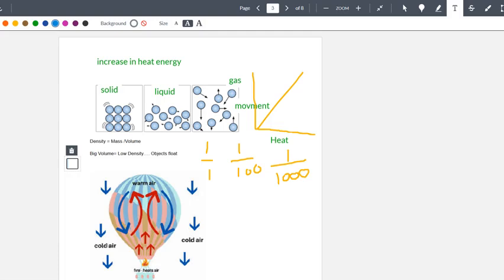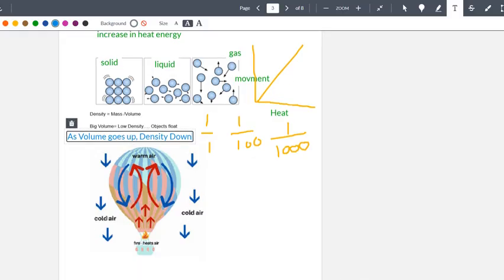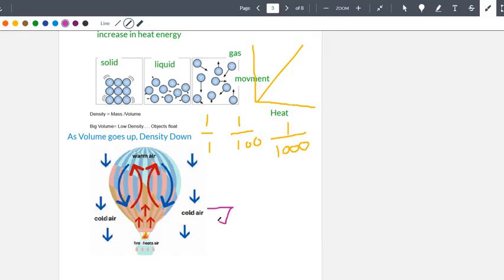As volume goes up, density goes down. Well, that's the whole concept of a hot air balloon. If I heat up particles, fire heats up air. If I heat up these particles, they are going to expand. Expansion looks like this. You start out with a very small cube, and then you end up with a very big cube. These particles are expanding.